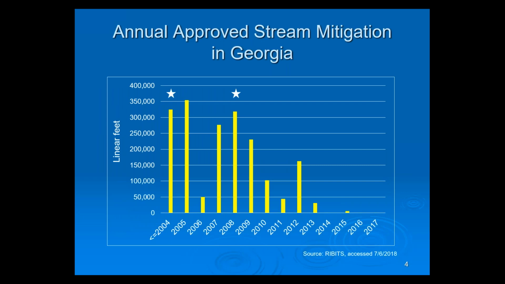So we've been at the stream mitigation game in Georgia for quite some time. Since the mid-90s, there's been almost 360 miles of stream mitigation in Georgia, and over 80% of that total has been approved and constructed since 2004. And we'll see the significance of that date in just a minute. Only a little over 100 miles of stream mitigation has been approved since the 2008 mitigation rule that Michelle was just introducing.